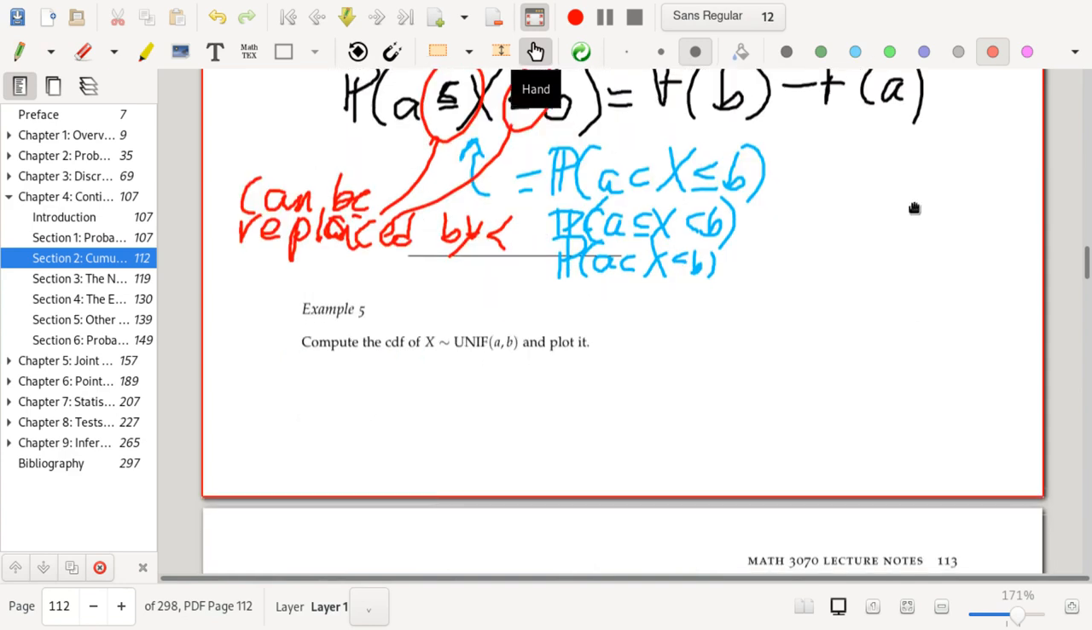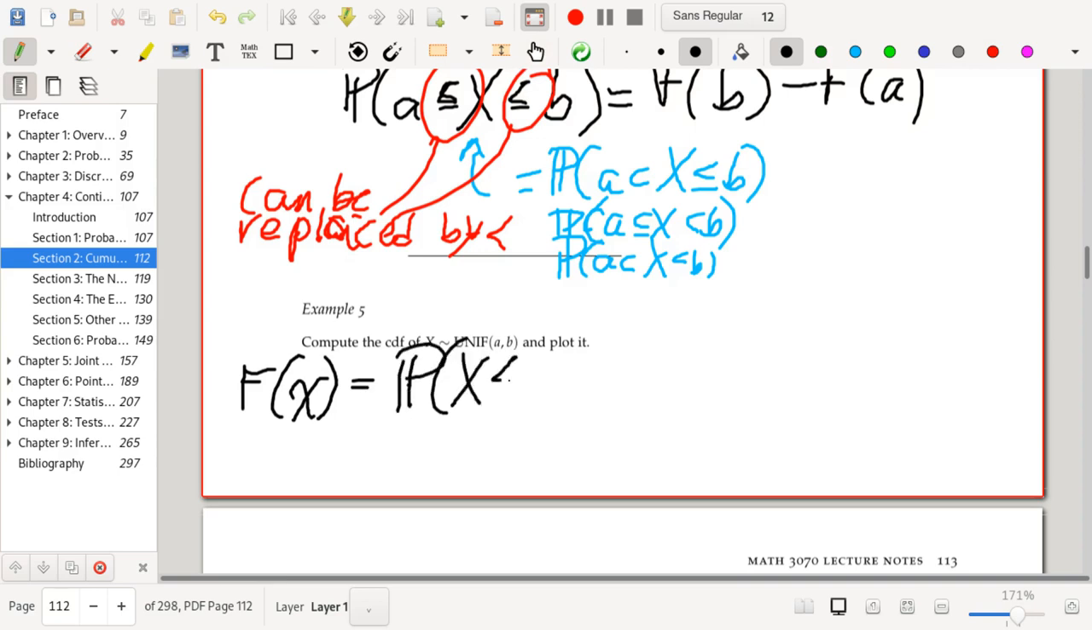Okay, so let's move on to an example. Let's compute the CDF of a uniform random variable with minimum A and maximum B and plot it. The CDF at x is going to be the probability that X is less than or equal to little x, which is equal to, well, let's see.